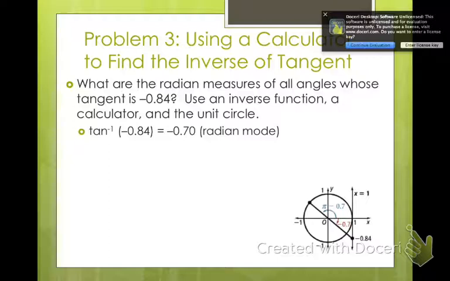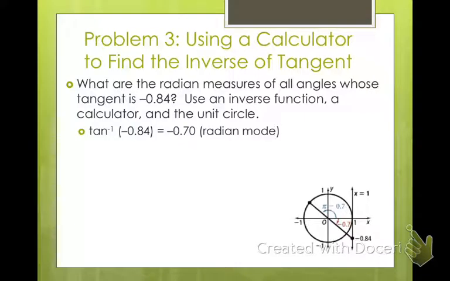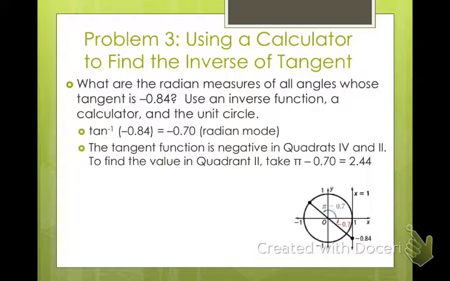So you can have the negative 0.7 going from standard position, or if you want to find the second quadrant, you go from pi and then you subtract 0.7 to find out what that value is. There you go. And then the same equations, add 2 pi n, add 2 pi n.